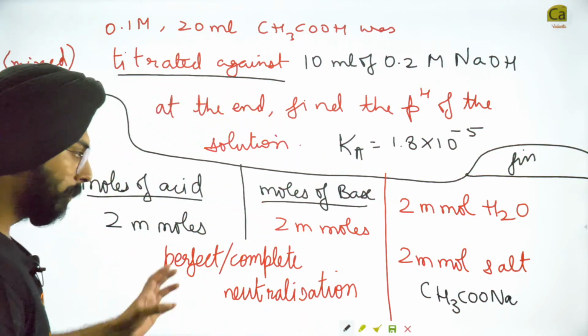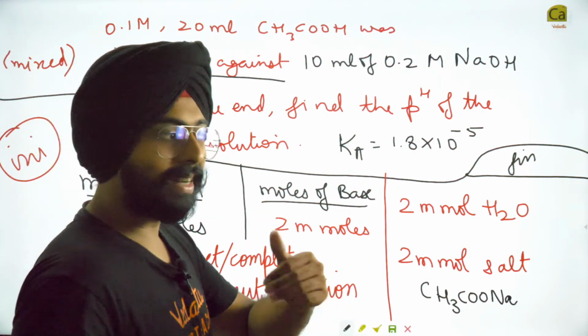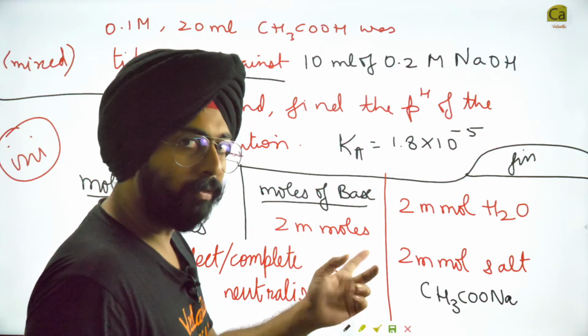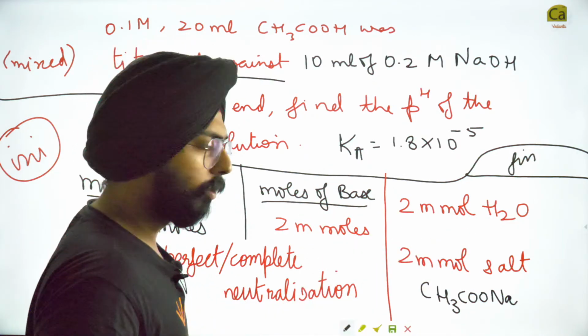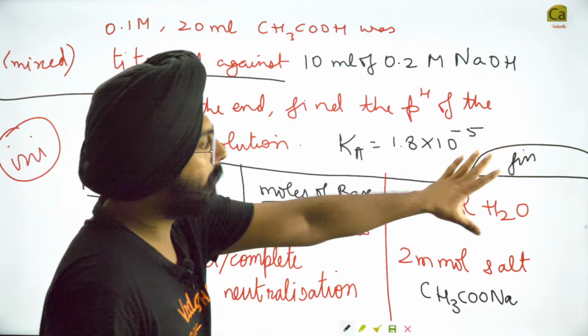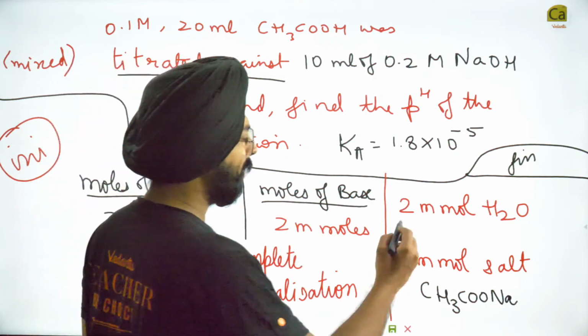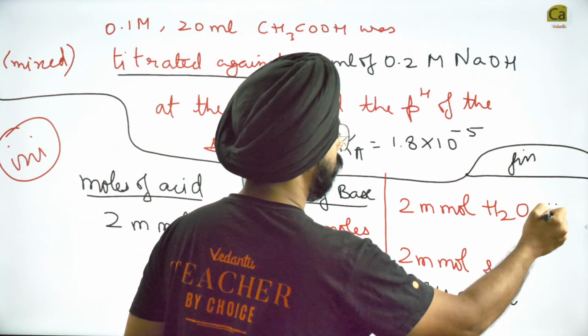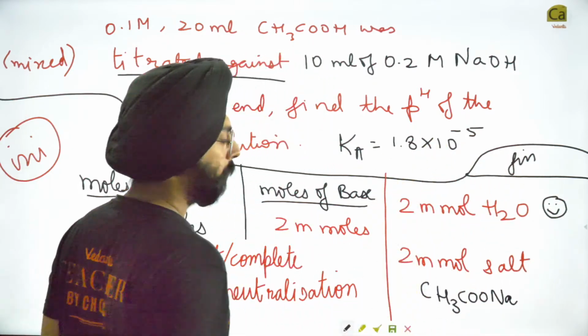Okay, incomplete neutralization can also happen. We've actually done that type of a question in buffers. We'll do that again in titration. Don't worry. So I have got the final situation: 2 millimoles of water, no need to worry about it, let it be.